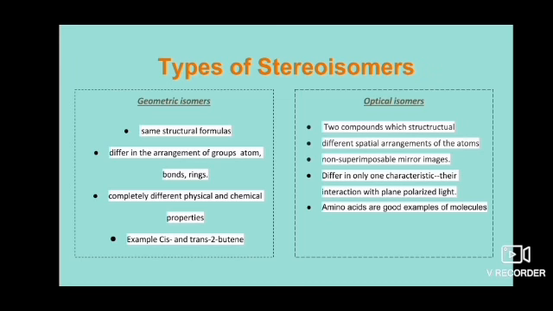For example, compounds in the form of cis and trans are good examples of geometric isomers. Optical isomers are two compounds which have the same structural formula but different spatial arrangement of atoms. They are non-superimposable mirror images. They differ in only one characteristic, which is their interaction with plane polarized light. For example, amino acids are good examples of molecules that are also optical isomers.